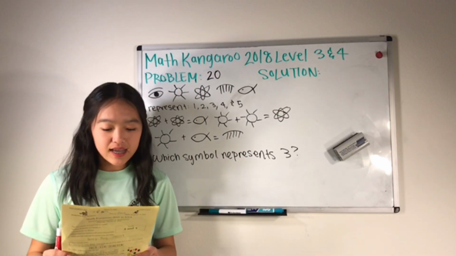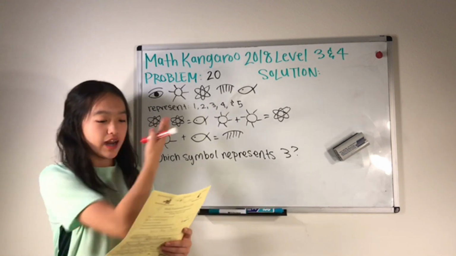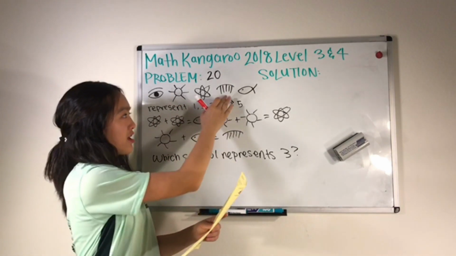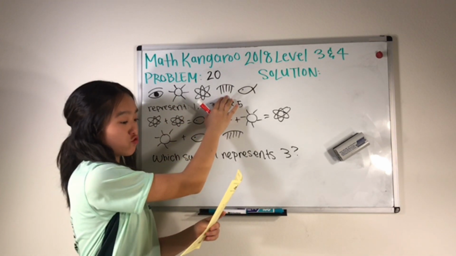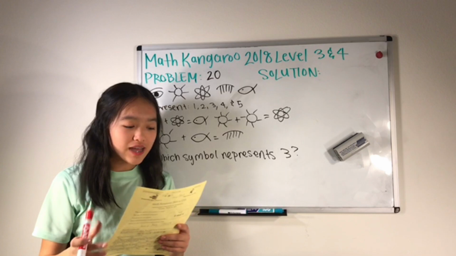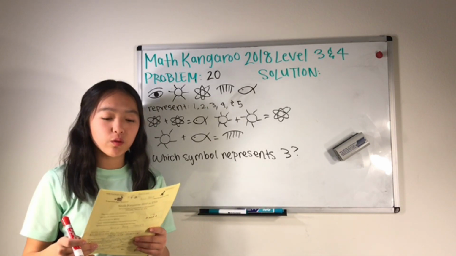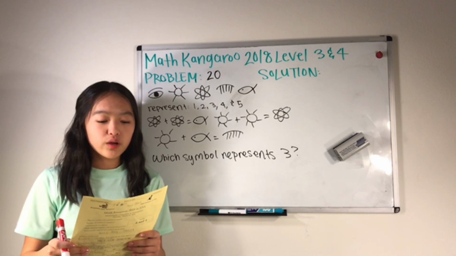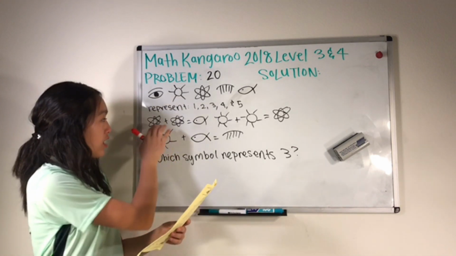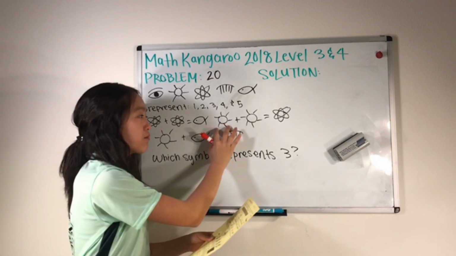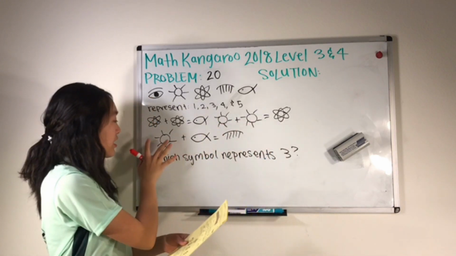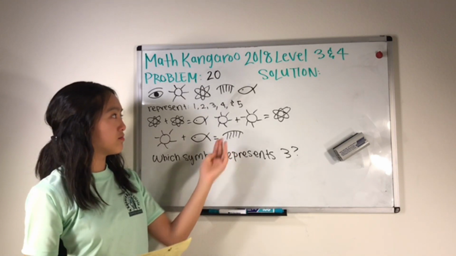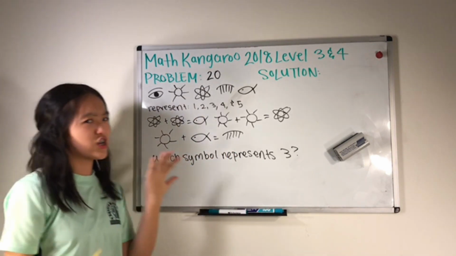Problem number 20 says, in an ancient language of symbols, an eye, a sun, I'm going to refer to this as a star, and then stripes, and then a fish, represent the following numbers: 1, 2, 3, 4, and 5. Nobody knows which symbol represents which number. We know that 2 stars, a star plus a star equals a fish, a sun plus a sun equals a star, and then a sun plus a fish equals these stripes, which I'll just refer to as a shell.